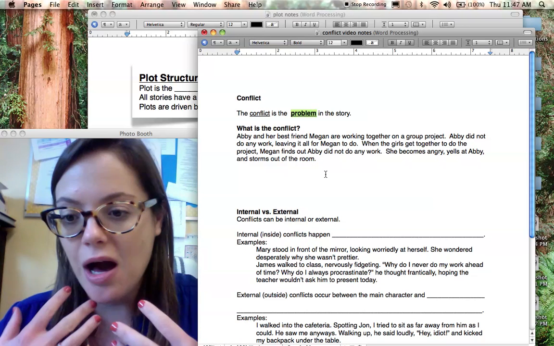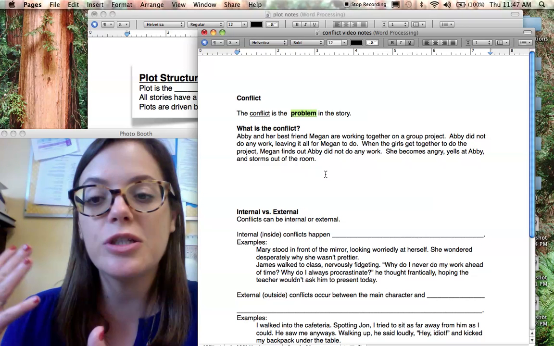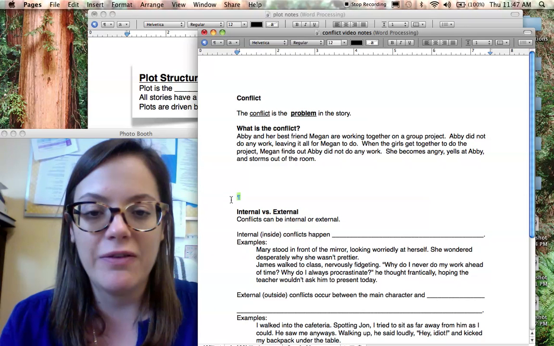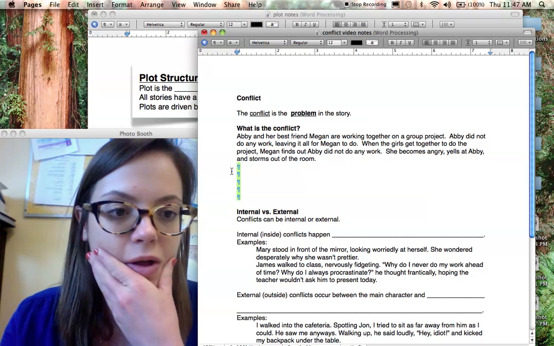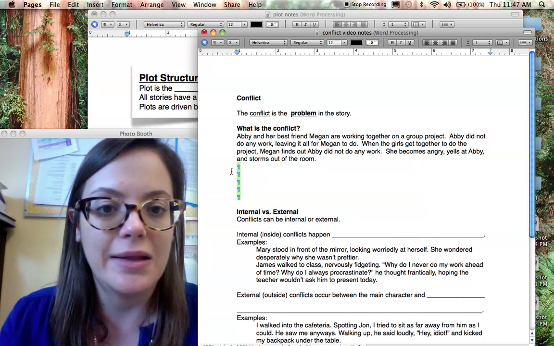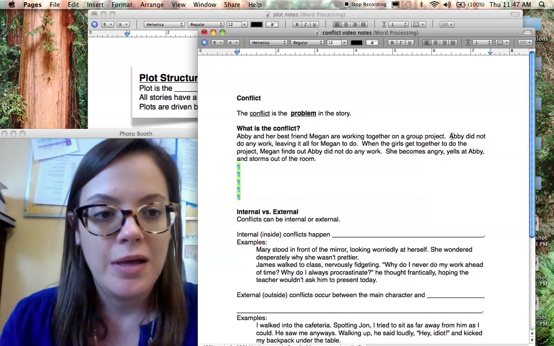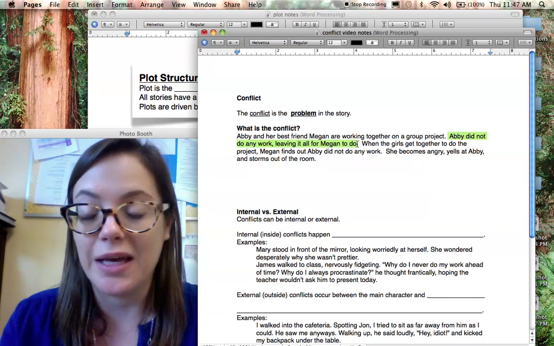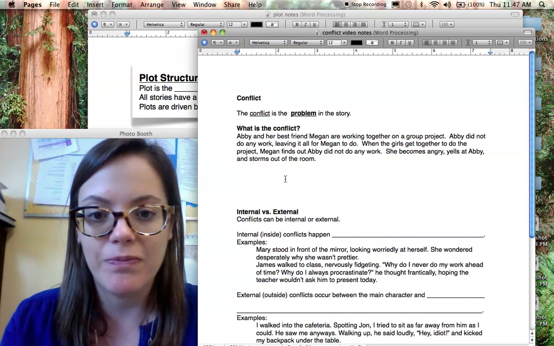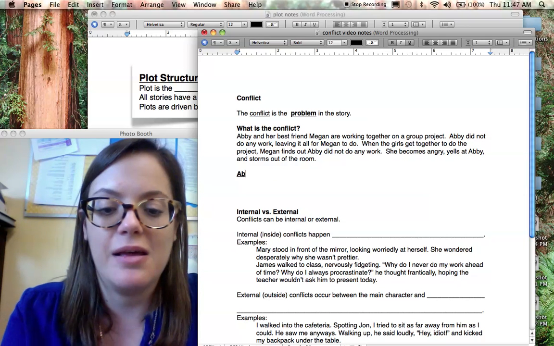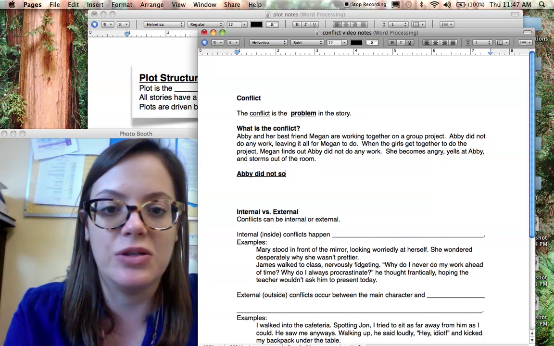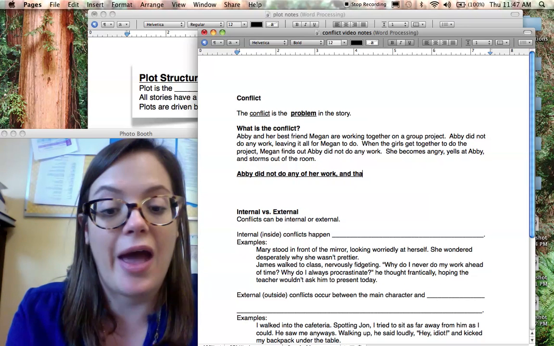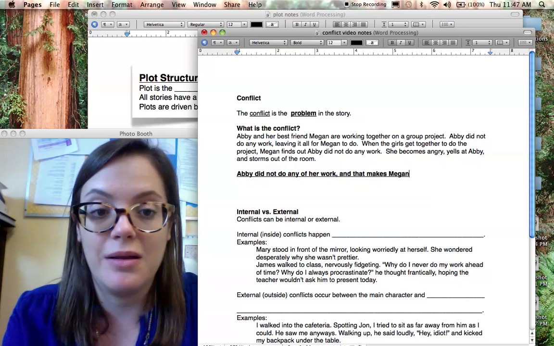When we think about conflict, we want to think about the original problem that kind of caused any other issues. So our conflict here, I want to know what caused the original problem, and I see that it's Abby did not do any work, leaving it all for Megan to do, and that's what leads to this fight. So I'm going to say Abby did not do any of her work, and that makes Megan angry.